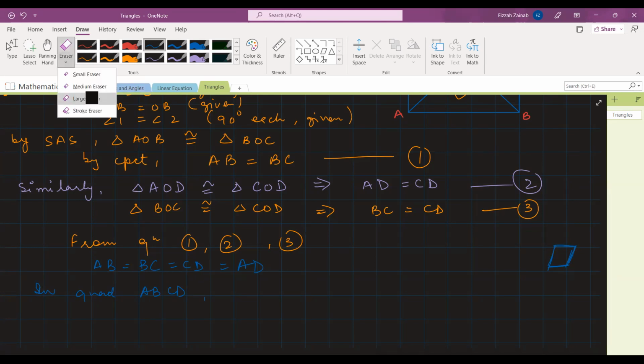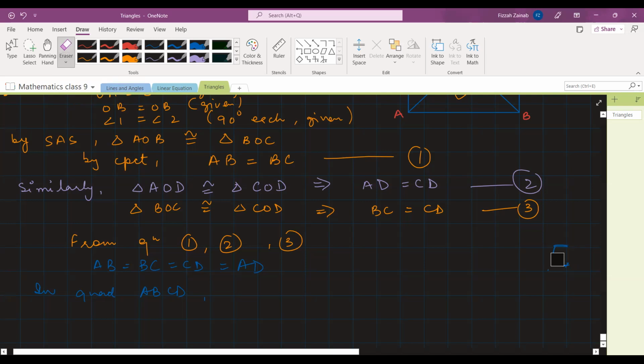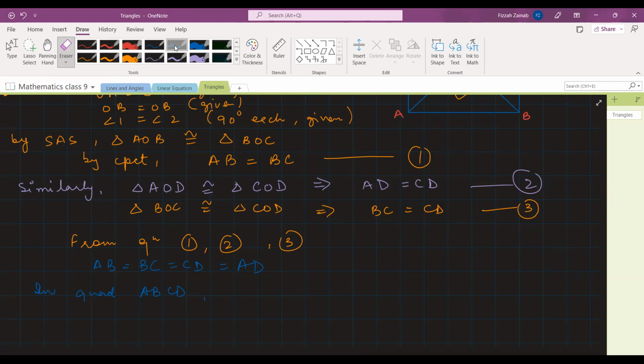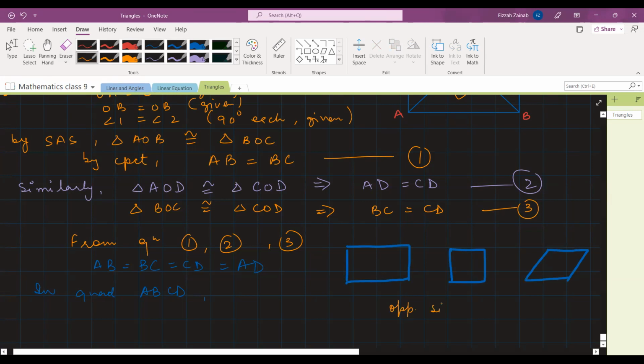See, try to understand. If I have a rectangle, then I have a square, then I have a rhombus. Now you know they all are parallelograms. Clear? So what is the common property of all these three? That opposite sides are equal, right? I'm not saying all the sides. I'm saying only opposite sides are equal. Is that understood?